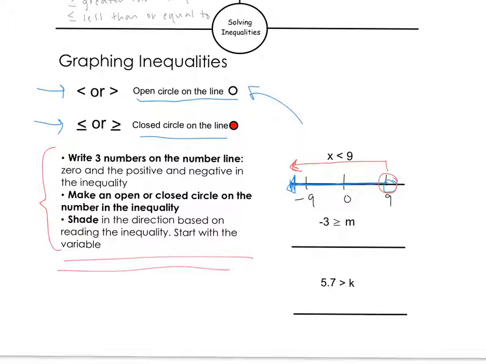All right, let's look at the second example here. I have negative 3 is greater than or equal to m. I'm going to flip that around because I like to see the variable first, and write m is less than or equal to negative 3.